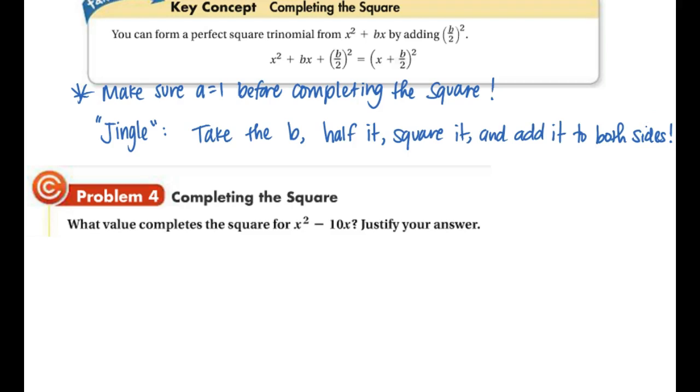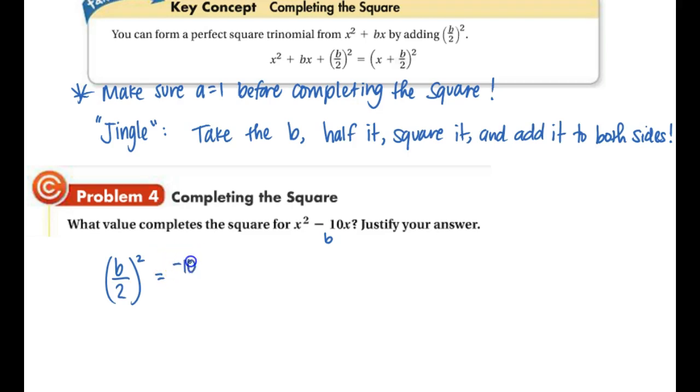It says, what value completes the square for x squared minus 10x? Justify your answer. So what we want to do is put a little b below the negative 10. That's our b value. So we want to take the b, half it, and square it. Since we don't have an actual equation, we don't need to add it to the other side, but if we did, we would do that as well.